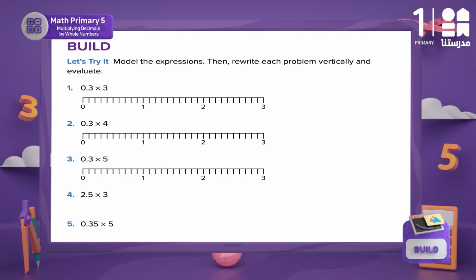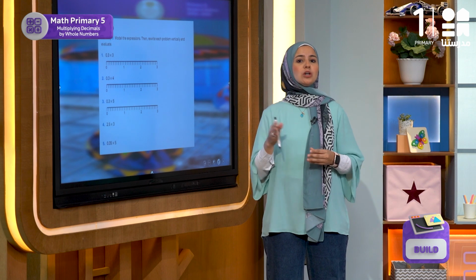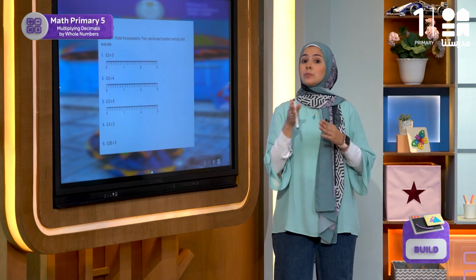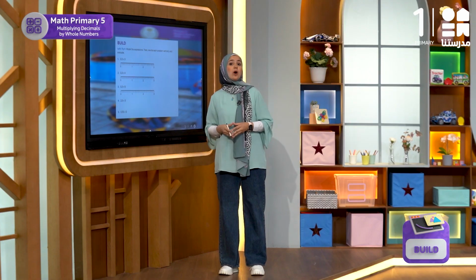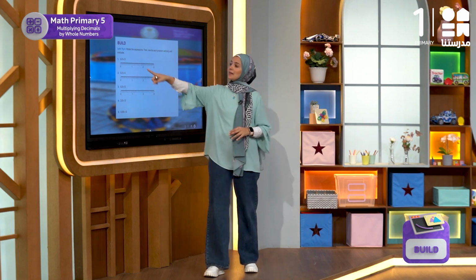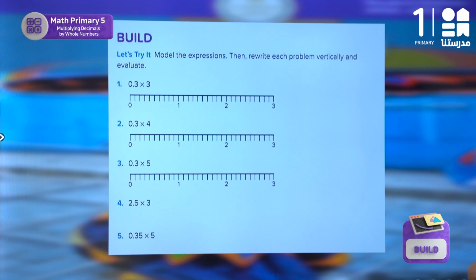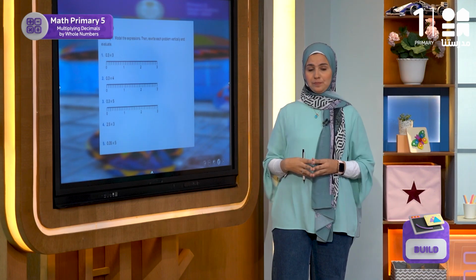So, in this part, we will learn how to solve problems of multiplying a whole number by a decimal fraction or a decimal number. I want you, as we are solving, to focus on the similarities with multiplication by whole numbers. In problem 1, we want to multiply 0.3 by 3, which means that we are going to multiply a whole number by a decimal fraction.